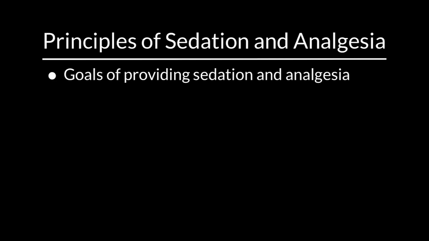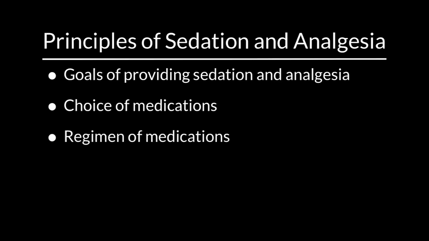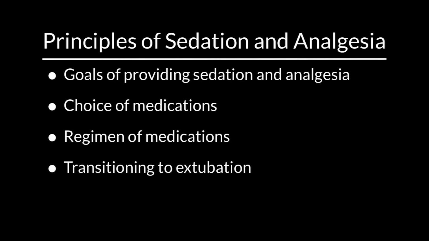What we're going to do here is describe how we take care of children on a ventilator at Children's Hospital Boston and talk about some of the principles of sedation and analgesia, namely the goals of providing sedation and analgesia to facilitate care, the choice of medications, the regimen of medications to provide depending on the course of the child's illness, and then how to transition to the point that the child can be extubated once their underlying disease has resolved.